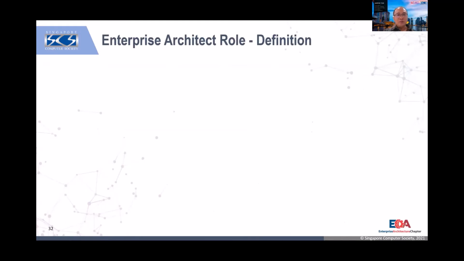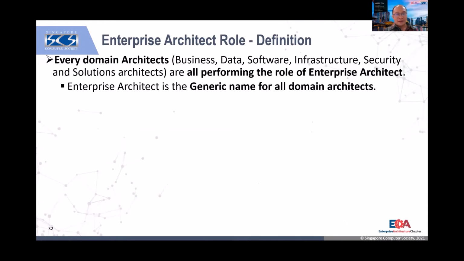So let me now zoom in into the first row. They have 7 rows, right? So the first one is enterprise architect role. Every domain architect, so let me do some clarification here. Every architect, whether you are business, data, software, infrastructure, or security and solution, actually you are all called enterprise architect, right? Enterprise architect, in terms of medicine, is the GP, right?